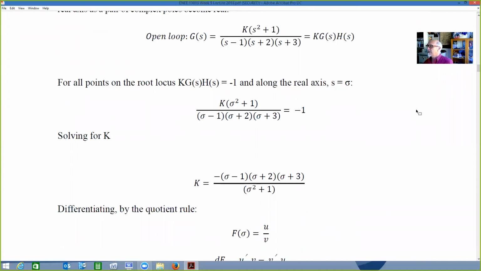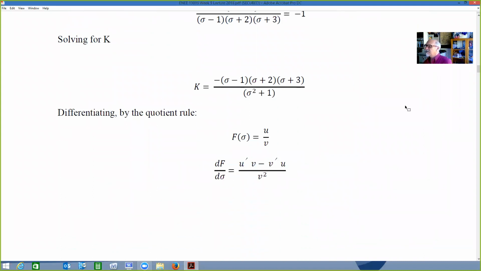Now for all points on the root locus, k g of s h of s equals -1, and along the real axis, s equals sigma. So basically we put in our sigma values, we can solve for k, just rearrange, and then we can differentiate. Now this is back from high school maths, but first year maths as well, so you should be quite competent in this. It's a quotient, so you need to use the quotient rule for differentiation.